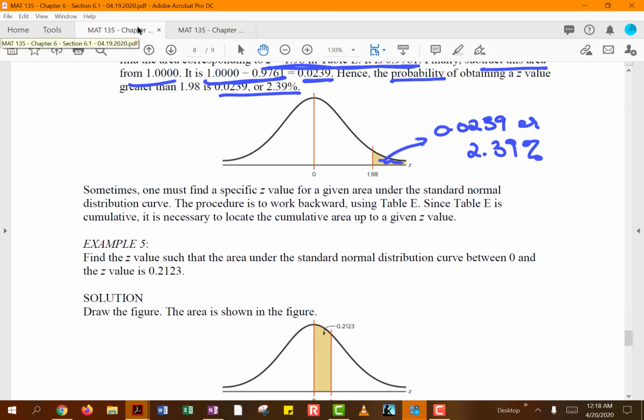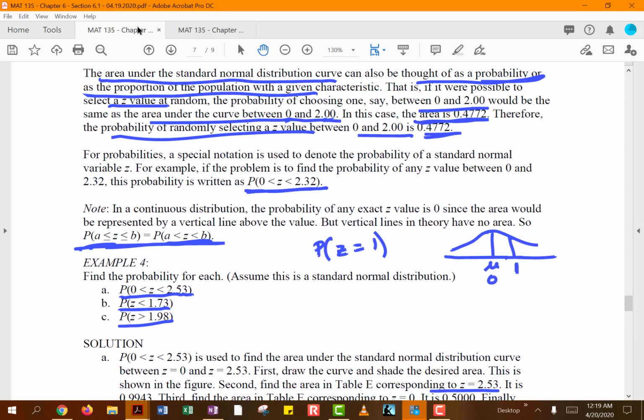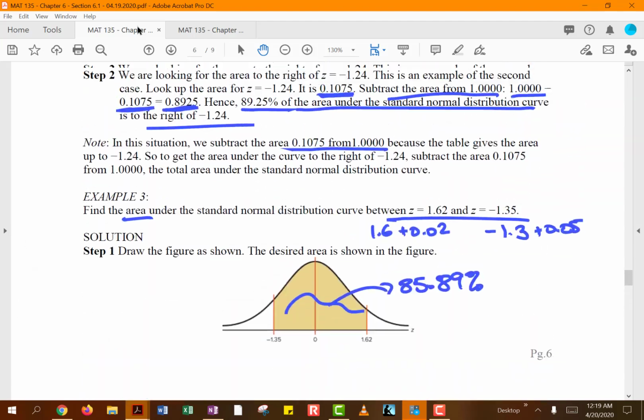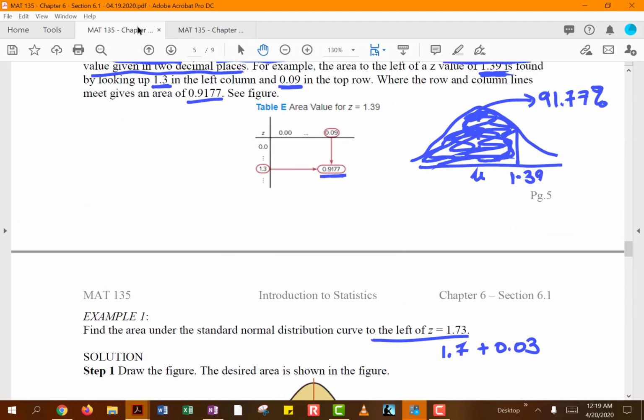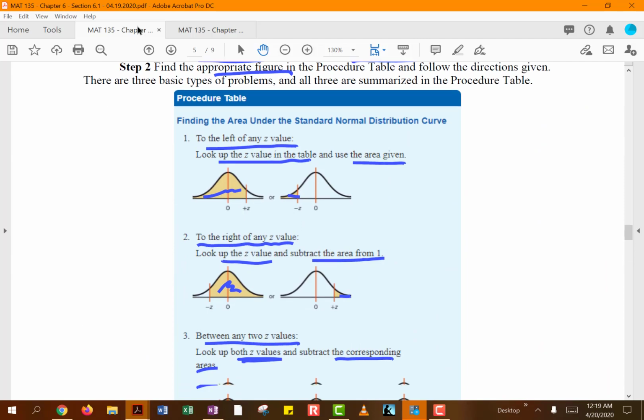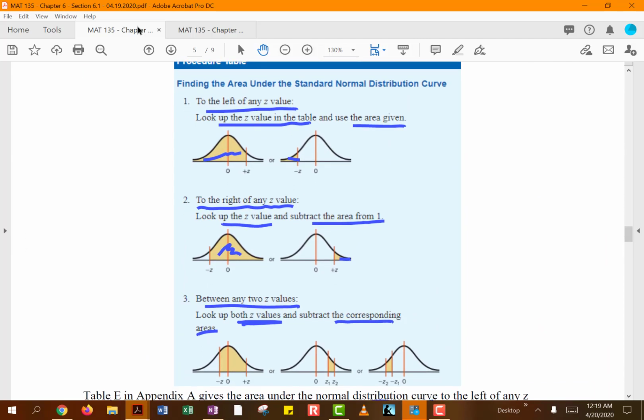So again, it's the same process whether you're finding the area under the curve or you're finding the probability that your z-score will be larger than, smaller than, or maybe even in between two given values. You're still using the same process that you basically looked at in these first three examples that we did here, or you can always fall back to this little procedure table here to help you out. Okay?